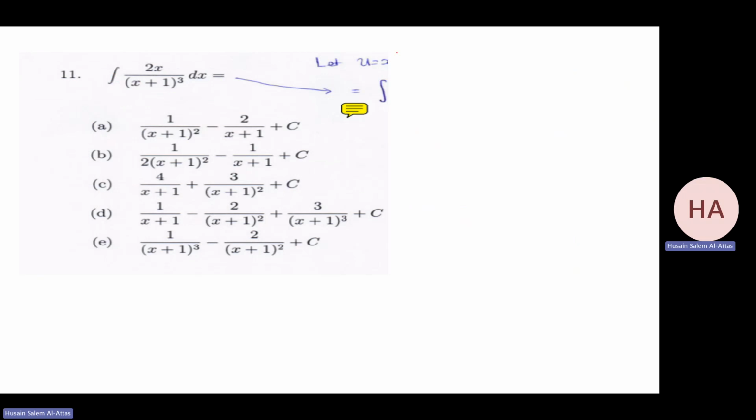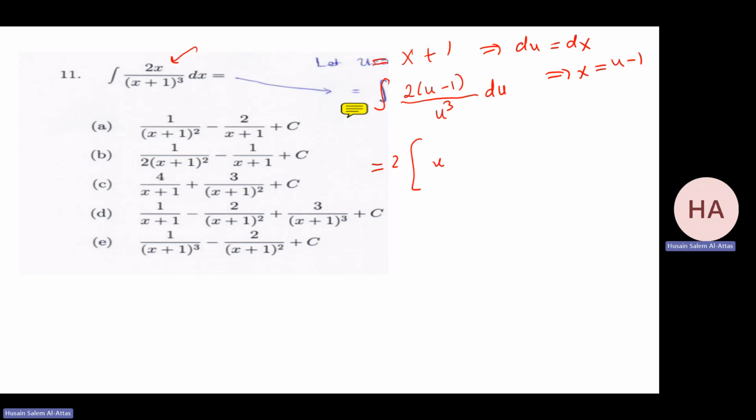Okay. Now I will let u equal x plus 1. That will be my u. So du will equal dx. And also x will be u minus 1. I need x because I need to substitute this. So that will be the integral of 2 times (u minus 1) over u cubed du. In other words, let me take 2 outside. Don't forget the integral. The integral of u to the minus 2 minus u to the minus 3 du.